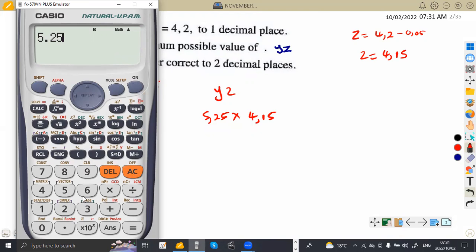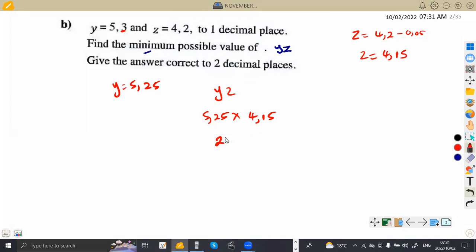So you said 5.25 multiplied by 4.15. If we are to multiply, we are going to obtain 21.78, something like that. But we are given here to 2 decimal places. So to 2 decimal places, it's 7.8. This 7 is going to change this 8 into 9. So it's going to be 21.79. So that's what you're going to have in this case.